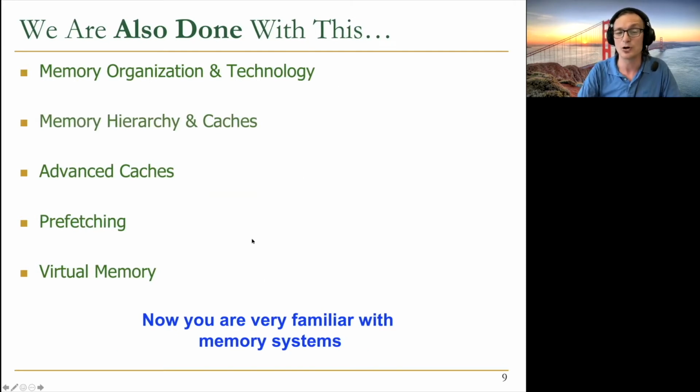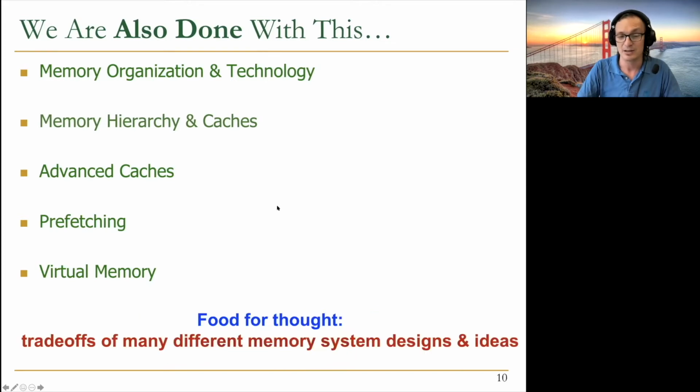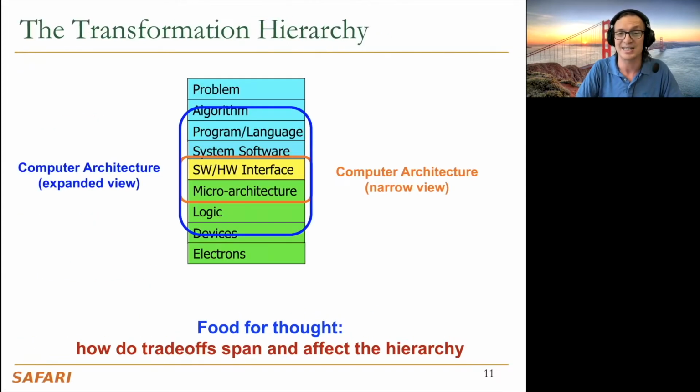We actually came a long way understanding the memory systems, which many introductory courses do not do, which is a bit sad in my opinion, because memory is the biggest bottleneck today, as you probably know. But now we are also familiar with many aspects of memory systems, and hopefully you can think of trade-offs for many different system designs and ideas. We also covered computer architecture from a broad perspective.